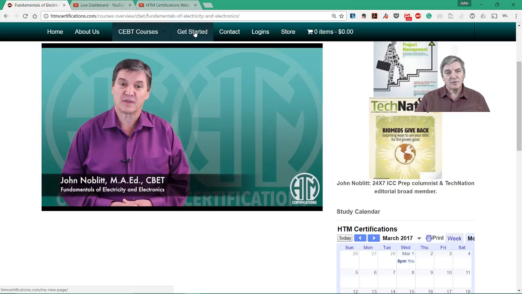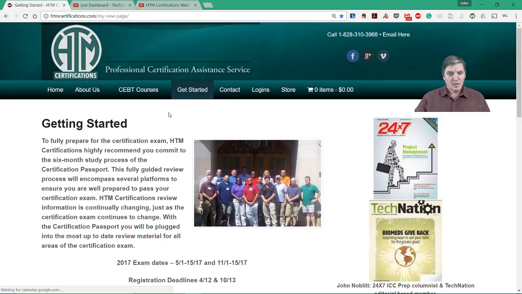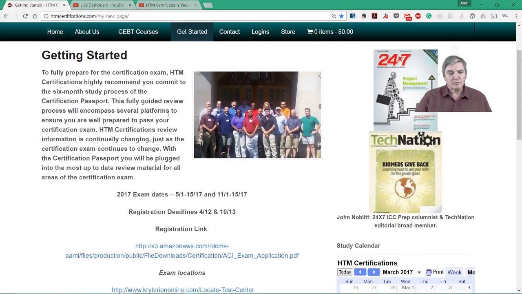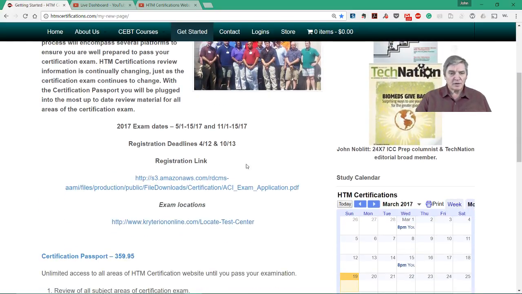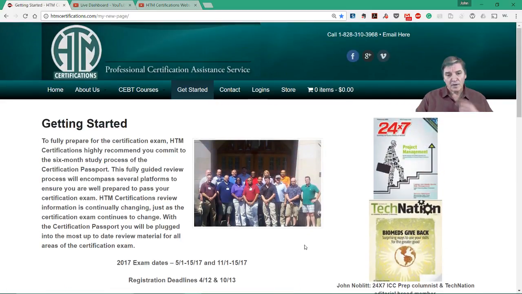The next tab is the Get Started tab, and again it talks about what you need to do before you sit for the test. There are a couple of links here: a link on how to register for the exam, a link to where you can actually take the exam, and a link to where you can purchase the review material. And this just happens to be a picture of when I did a review class.